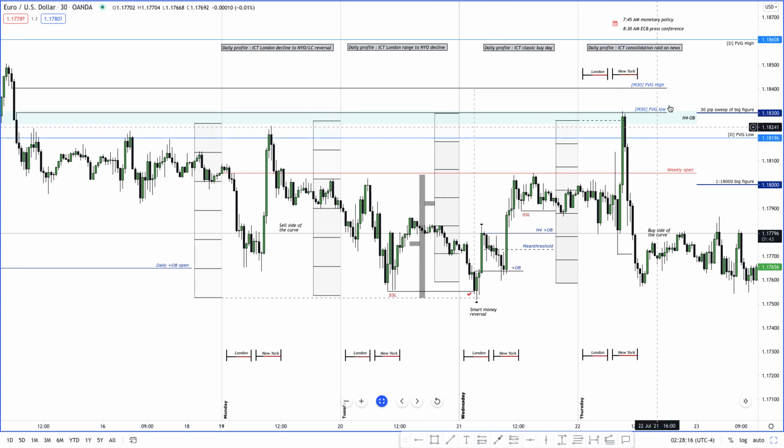Okay, we also trade up into the low end of that daily volume, or the daily fair value gap low. Okay, this daily fair value gap low right here, that's what we trade up into, and this is the high. So we trade up into the low. Also 3 standard deviations of the Asian range.